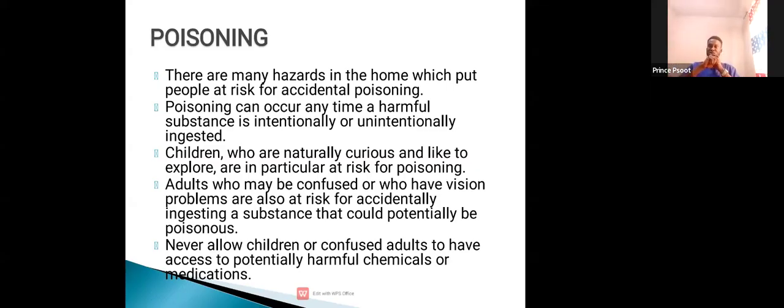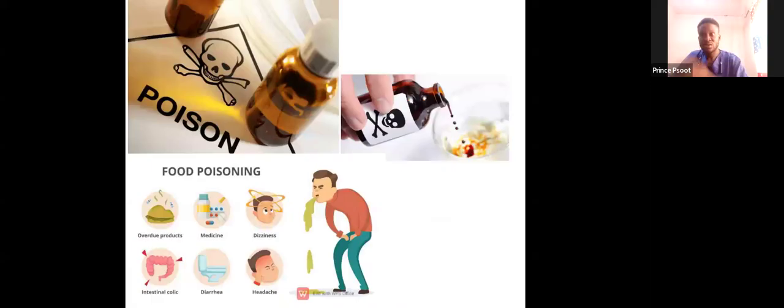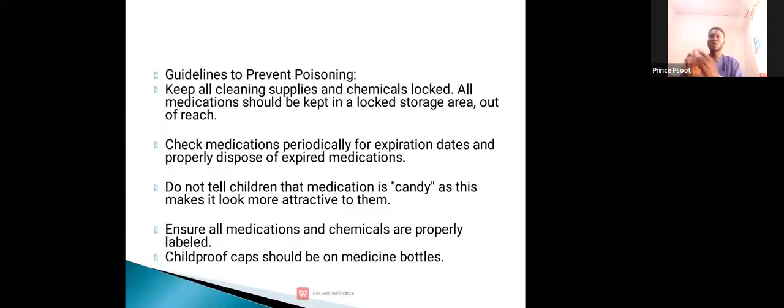Children who are naturally curious and like to explore are at particular risk of poisoning, while adults who may be confused or who may have vision problems are also at risk of accidentally ingesting substances that could be potentially poisonous. Never allow children or confused adults to have access to potentially harmful chemicals or medications. This is an example of poisoning and the signs of the effect of poison. So, what are the guidelines to prevent poisoning?